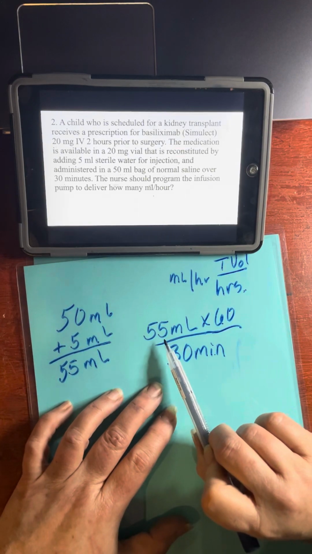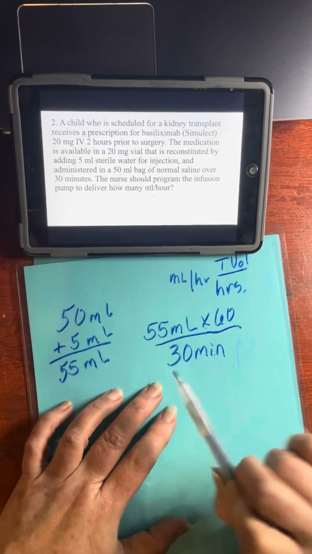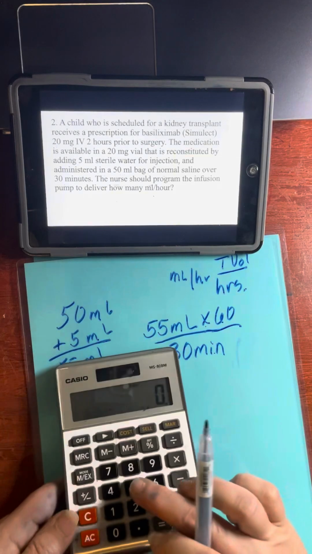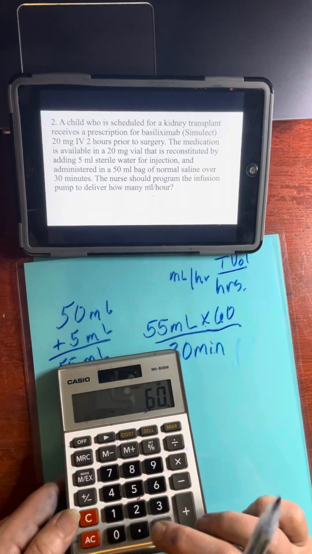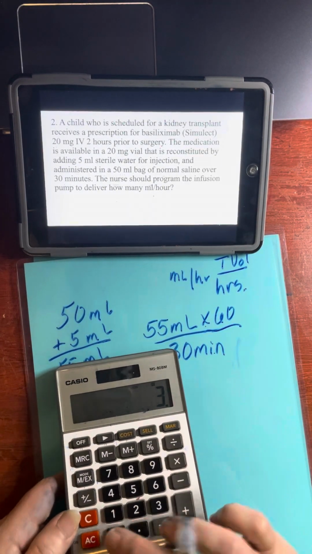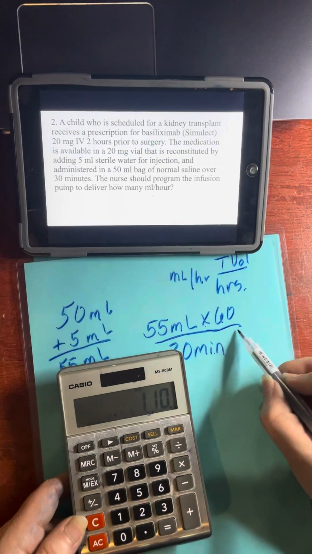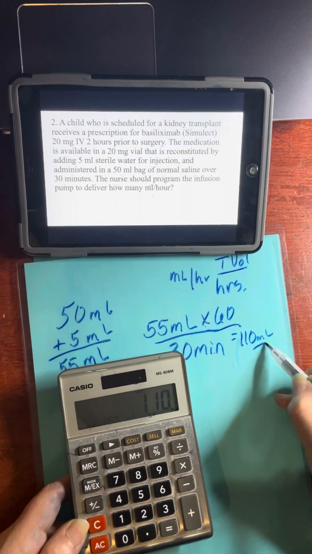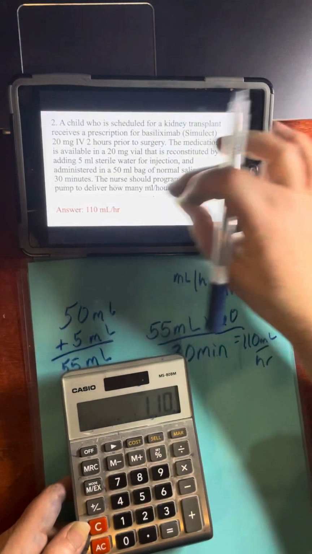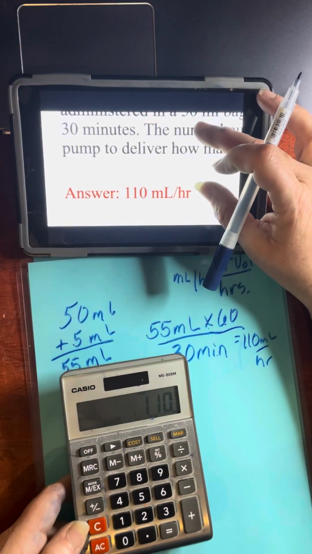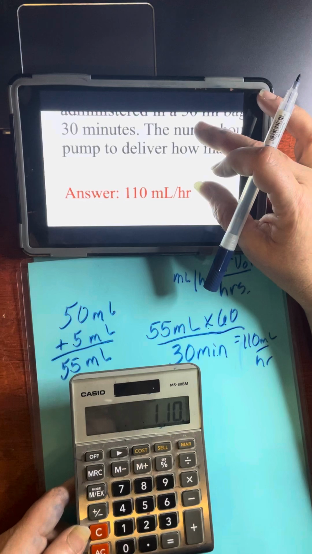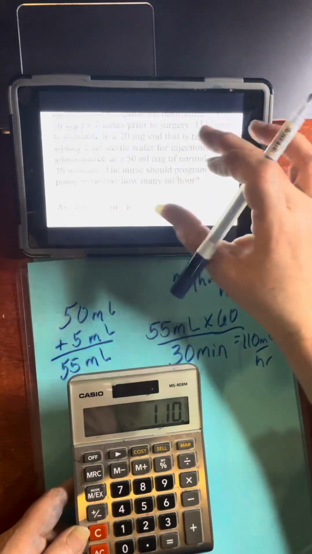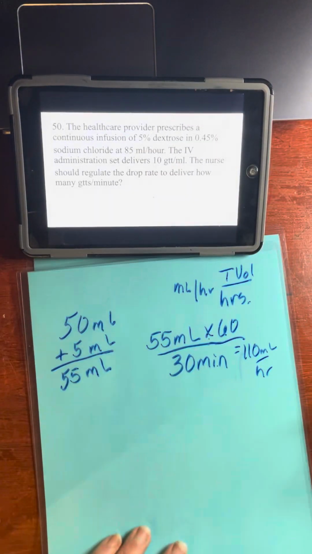So we're going to do that times that divided by that. Watch here. 55 times 60 divided by 30. So we'd set it at 110 milliliters per hour. Look, boom. Sure enough did save another one. You know we did.